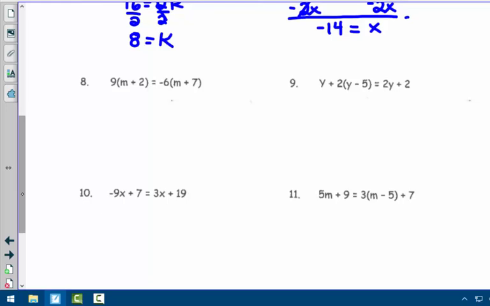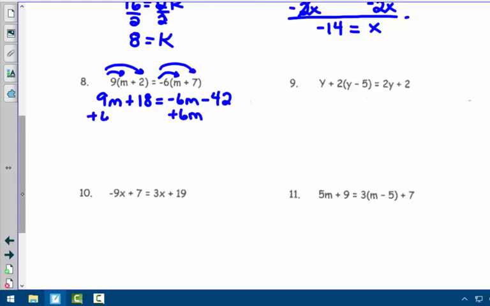We have a double distributing problem here. So 9 times m, 9m. Yes, I do draw these little arrows. 9 times 2 is 18. Equals negative 6 times m, negative 6m's. Negative 6 times positive 7, negative 42. Let's watch our negatives. Negative 6m is the smaller one, so I'm going to add 6m's to both sides.